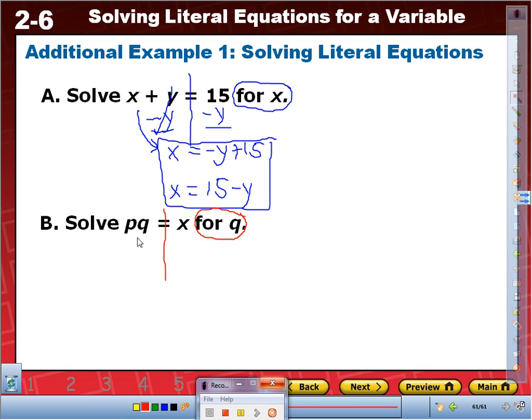So where's Q? It's on the left side. To leave Q by itself, what's next to it? P. What operation is happening when they're side by side? Multiplication. That means the inverse is to divide by P. Divide by P. We're left with Q equals X divided by P. And we're done.